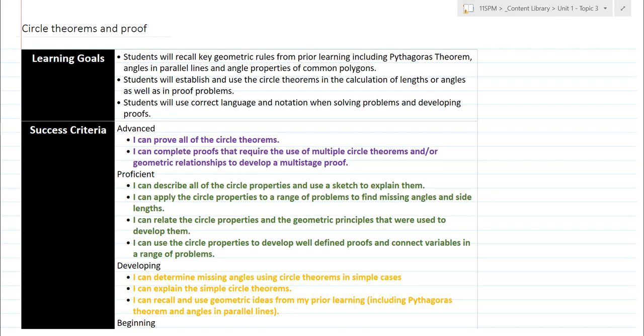You'll establish circle theorems and the calculation of lengths or angles as well as proof problems, so we'll see some examples as well. And then there's also the language and notation when solving problems, but you've seen the proof language and notation. So this shouldn't be too hard. I've got that success criteria as well. If you're trying to work out what you know and what you don't know, that's designed to suit this, and it goes along with the proficiency scales that are on Passmark.